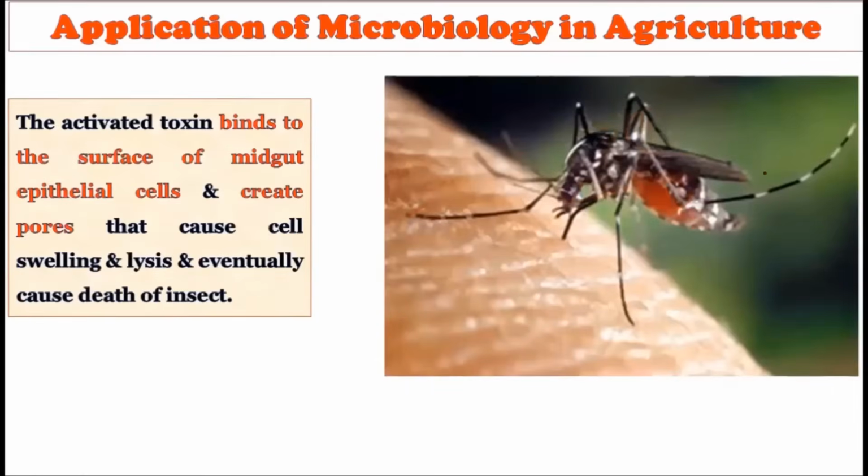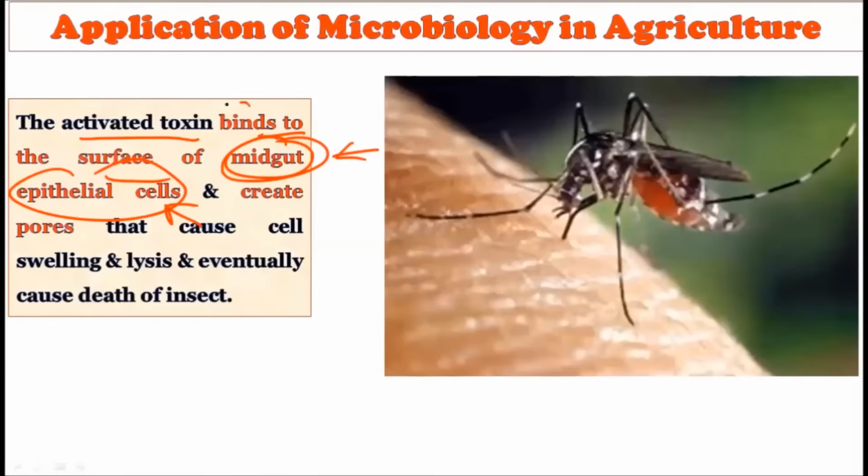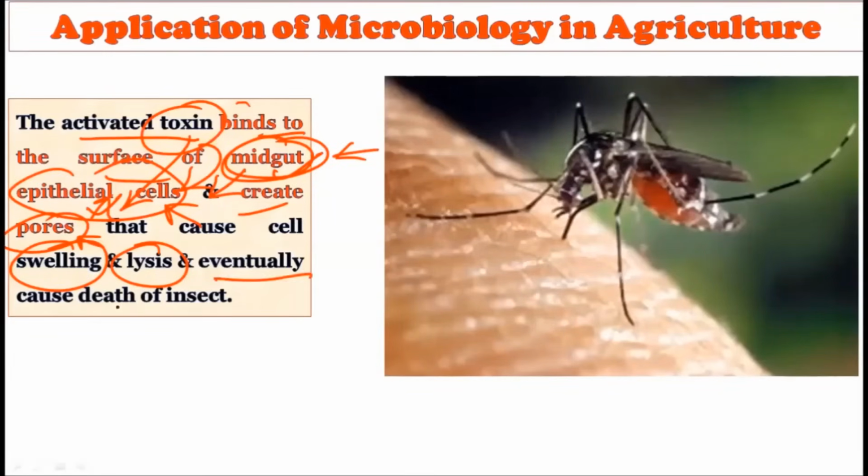Now see, the activated toxin binds to the surface of the epithelial cells of the midgut. If you have studied insects in your graduation, you must have heard about the hindgut, midgut, and foregut. So there are three guts. In the midgut, the activated toxin binds to the epithelial cells and creates pores in these cells. Due to this, swelling occurs, and after the swelling there is lysis of the cell. That means there is death of the epithelial cells in the midgut of the insect, and eventually it causes the death of the insect.